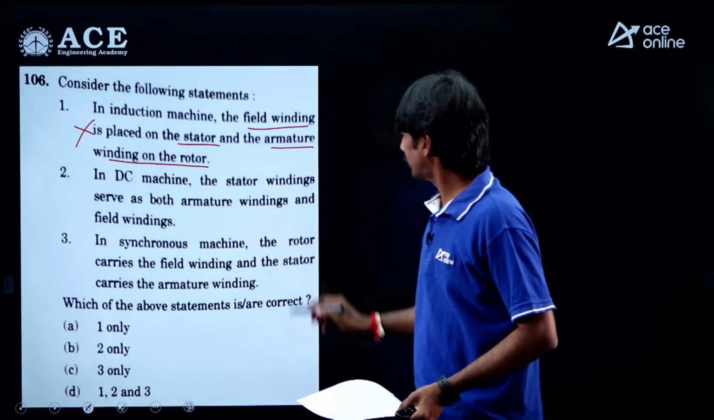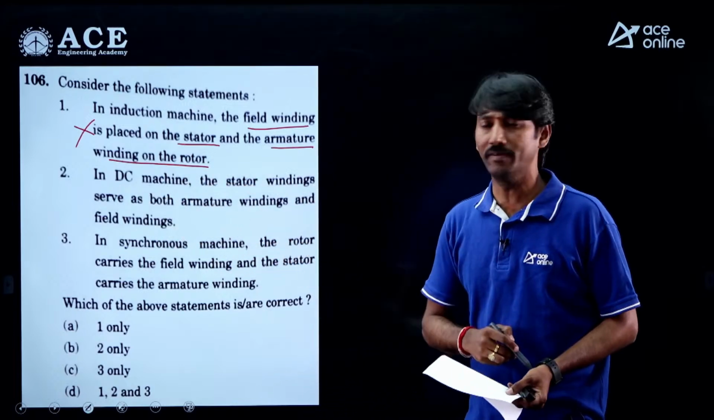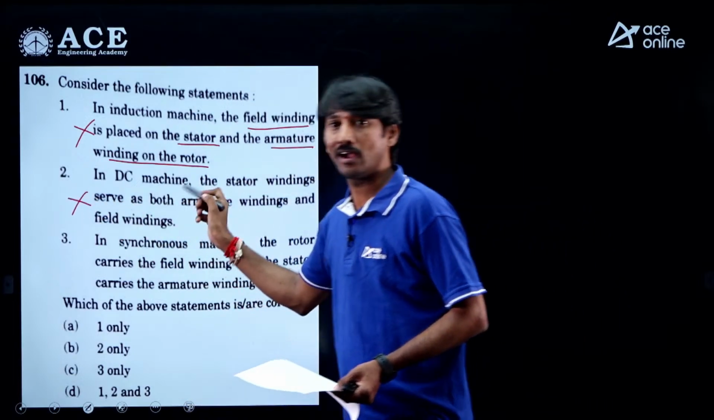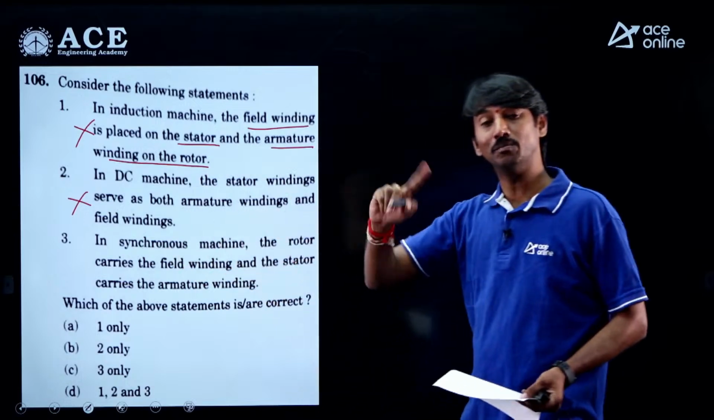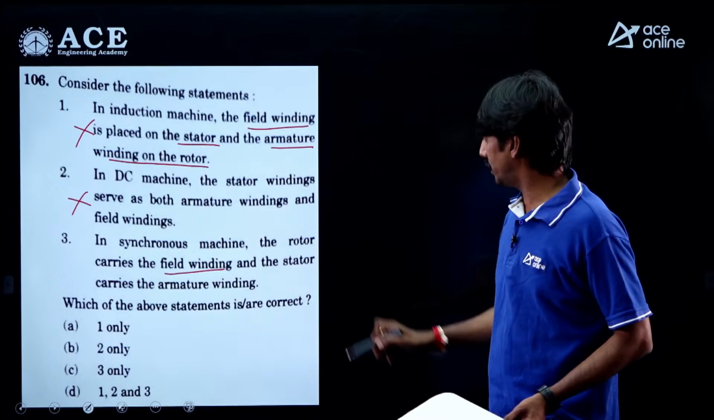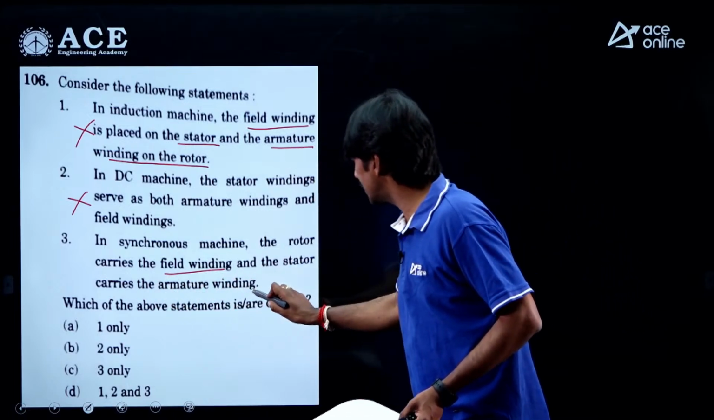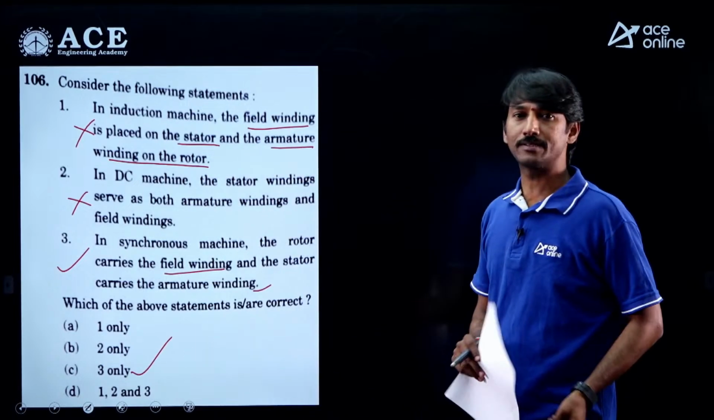In a DC machine, the stator winding serves as both armature winding and field winding. It is also wrong. If it is so, commutator action will fail. And in the synchronous machine, yes, both are possible. He has given the rotor carries field winding, correct, and the stator carries armature winding. So therefore correct. So only 3 is the answer.